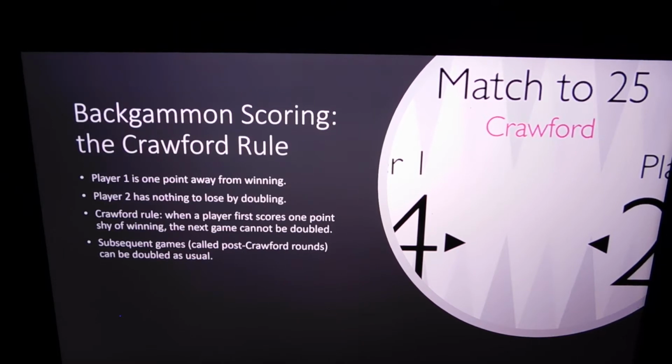So when one player first scores a point shy of winning, the next game is played without the doubling cube. It's called the Crawford round, and subsequent rounds called the post-Crawford can be doubled as usual. And in fact, usually the trailing player will double immediately.